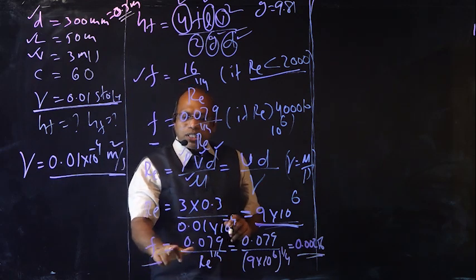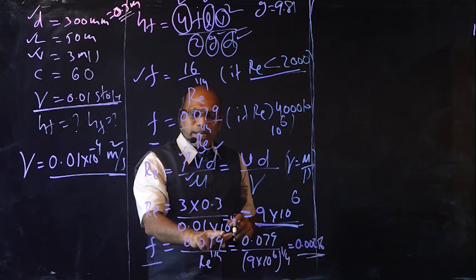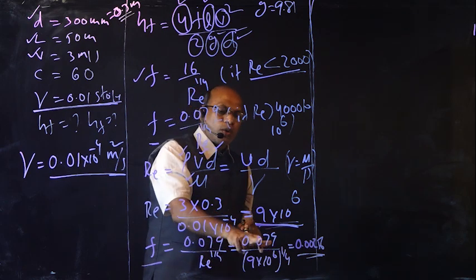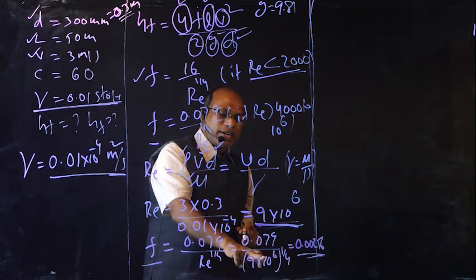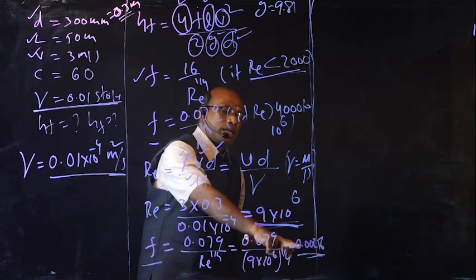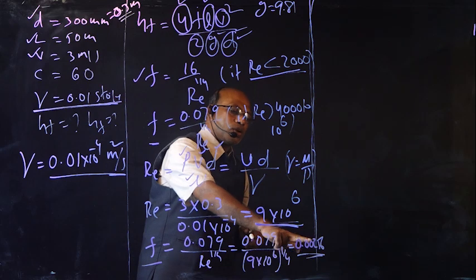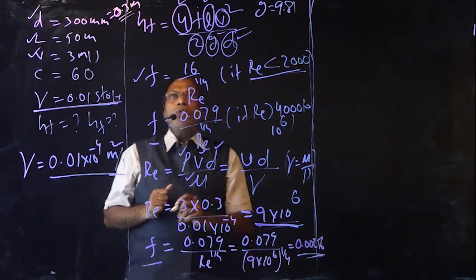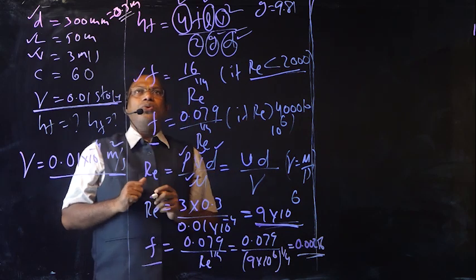Coefficient of friction F is equal to 0.079 divided by Re power 1 by 4. That is equal to 0.079 divided by (9 into 10 power 6) whole power 1 by 4. That is equal to 0.00256. This is the coefficient of friction. Now we are going to determine the head loss due to friction.